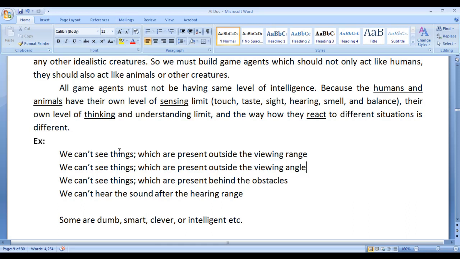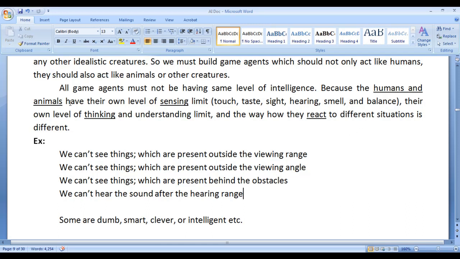We can't see things which are present behind obstacles. Of course, animals and humans can see objects which are present behind a transparent object, for example a transparent glass, etc. If you take an example of sense of hearing, we can't hear the sound beyond the hearing range. Hearing range also differs from humans to humans, humans to animals.